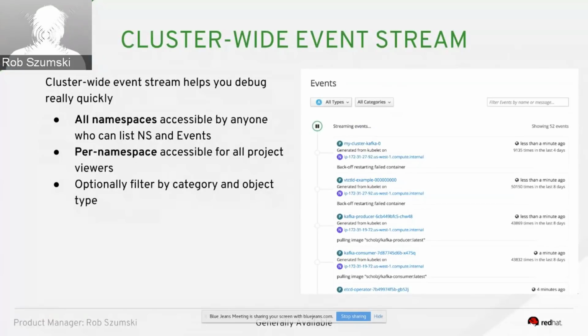You can also scope this down by certain types if you want to look at node events or just errors, just info, that type of thing. And this is a really great way to get a high-level view of what's going on if you got paged. Next.